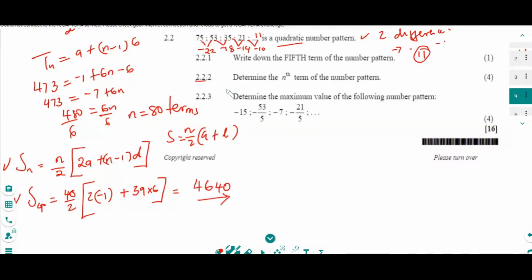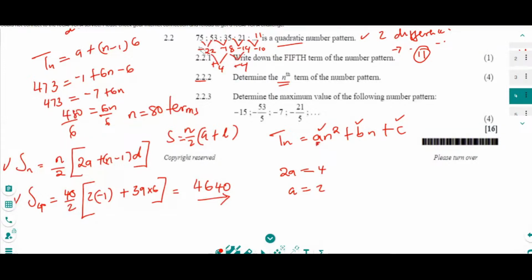2.2.2, they're asking us for the nth term or the general formula of a quadratic. So we know that the general term of a quadratic is normally given as an squared plus bn plus c. So from the pattern that we've been given, we should be able to determine the values of a, b, and c. So a can be obtained from the second difference. What am I doing to the -22 to give me -18? I'm adding a 4, which is a constant difference. So which means my 2a is equal to 4. Then I can divide both sides by 2 to determine my a, which is a being a 2.